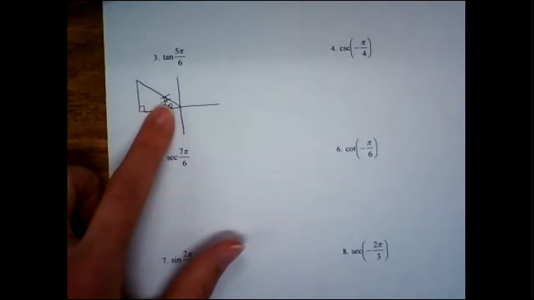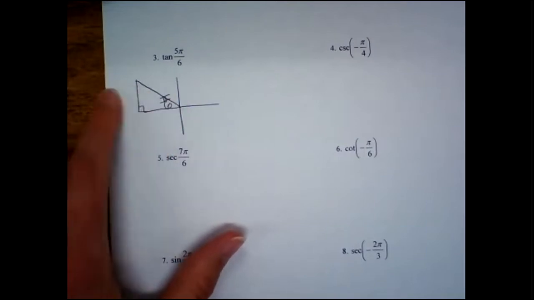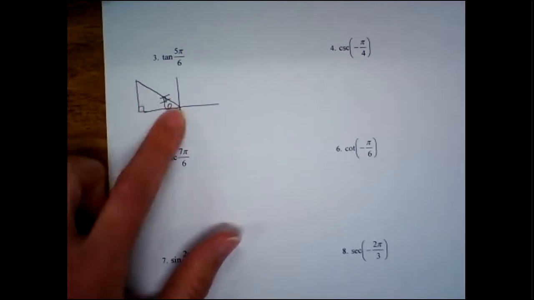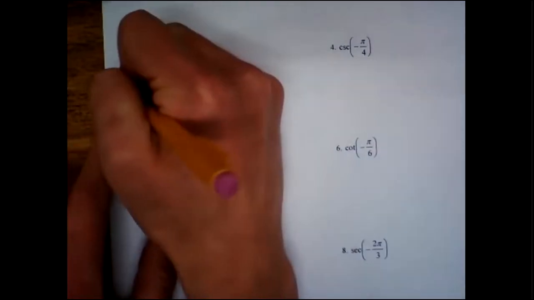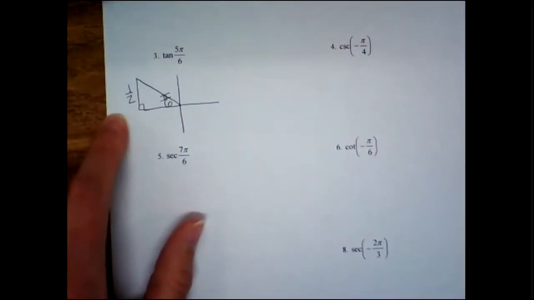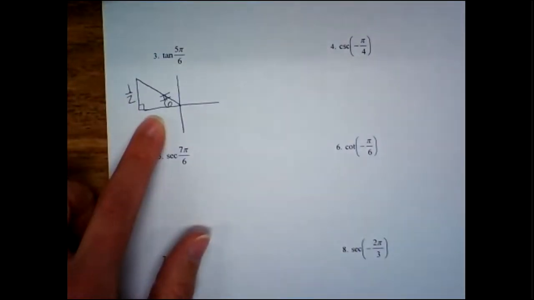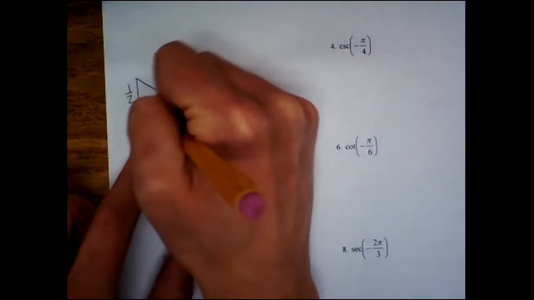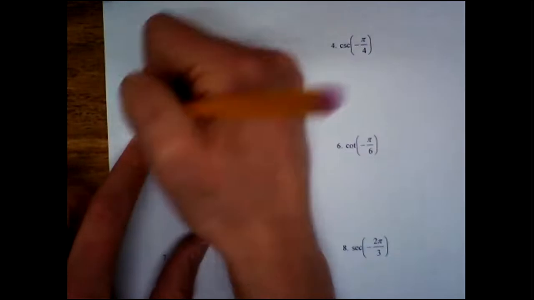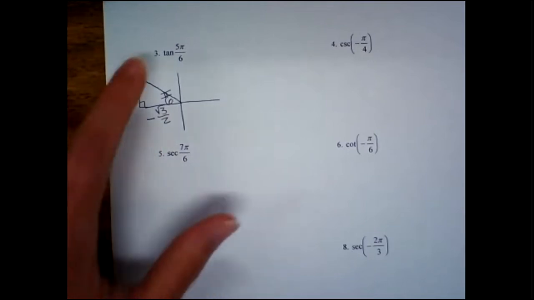I see you guys looking back. That's awesome. What goes across from the pi over 6? 1/2. What does that mean the other side is? Square root of 3 over 2. What's negative? Because something is. Good, the x value is negative because we're in quadrant 2. That is the work. That is the amount of work I need to see. Now we answer the question.